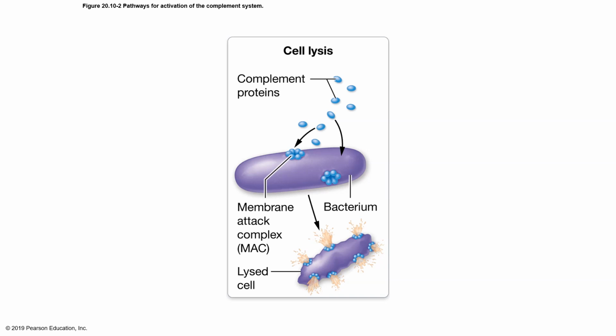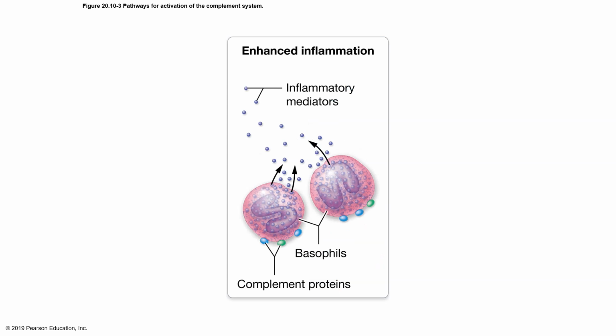That then leads to the complement proteins assembling, producing a membrane attack complex, then boring a hole through the cell wall of the bacterium and lysing the bacterium. It also enhances inflammation by the complement proteins activating the basophils so that they can release their inflammatory mediators like histamine, and then makes inflammation proceed by dilating the blood vessels and making them more permeable.